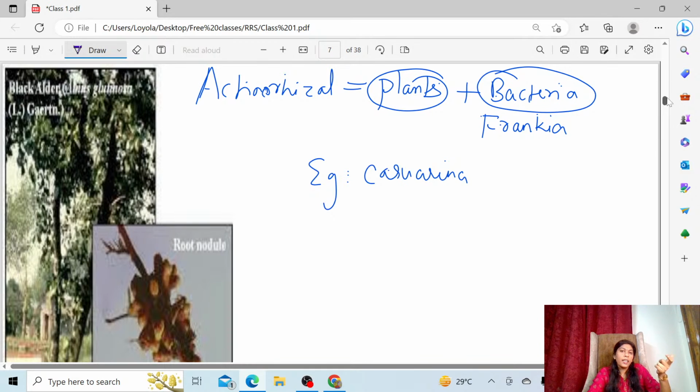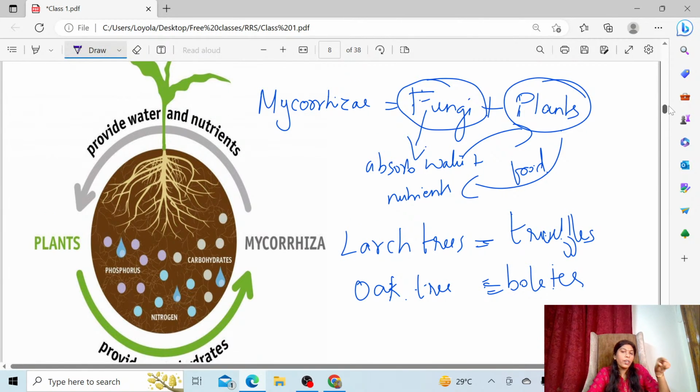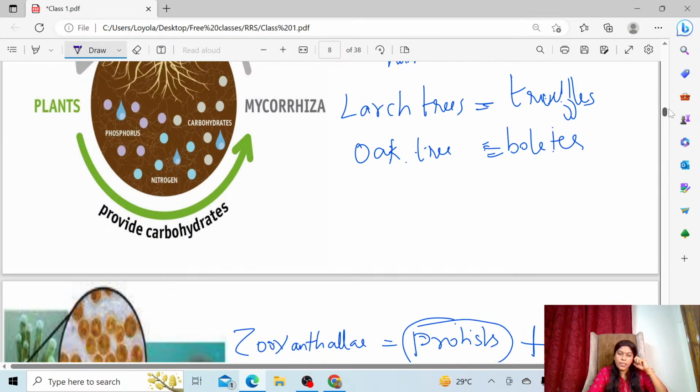Actinorhizal, here plants and again a bacteria called Frankia. Plants like Casuarina will have this bacteria and they will fix nitrogen for the plant. Plant will provide food. Come to mycorrhizae. Here, the plant and a fungi. Near the plant roots, a fungi will live and the fungi will absorb water and nutrients for them. Plant will provide food for the fungi. So for that we gave a lot of examples also.